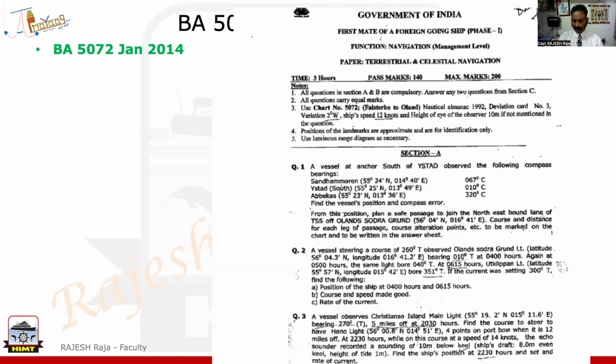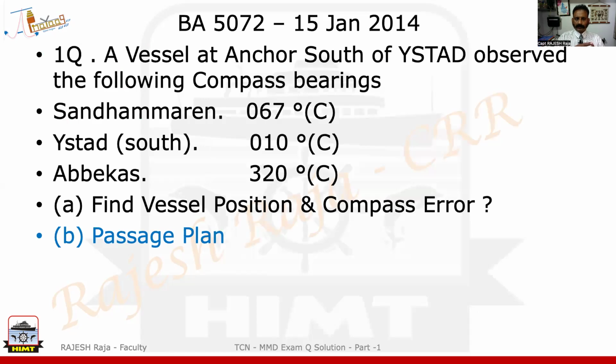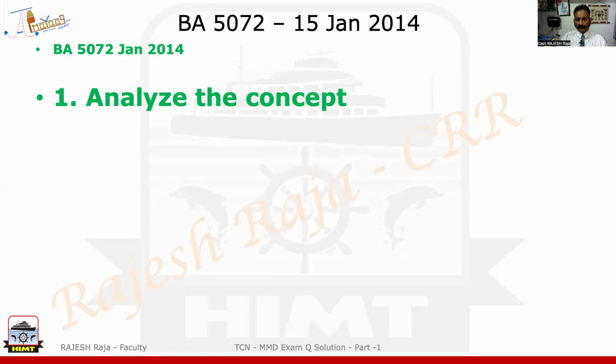Let us look at question number 1. I've retyped it, so I'm going to read it. It says vessel at anchor south of Weistad. We'll look into the chart later. Observed following compass bearings. So he's given you 3 compass bearings. He says find the vessel's position and compass error at that instant. And part B is the passage plan. Let me finish part A, then we'll look into part B. So I'm going to quickly analyze part A of the question.